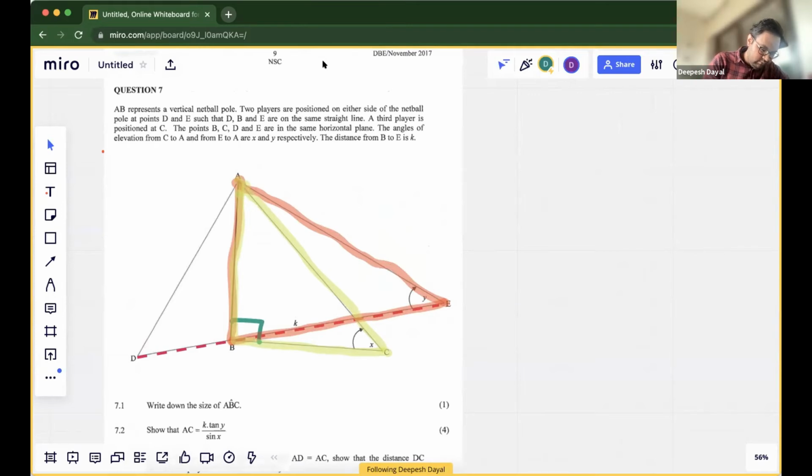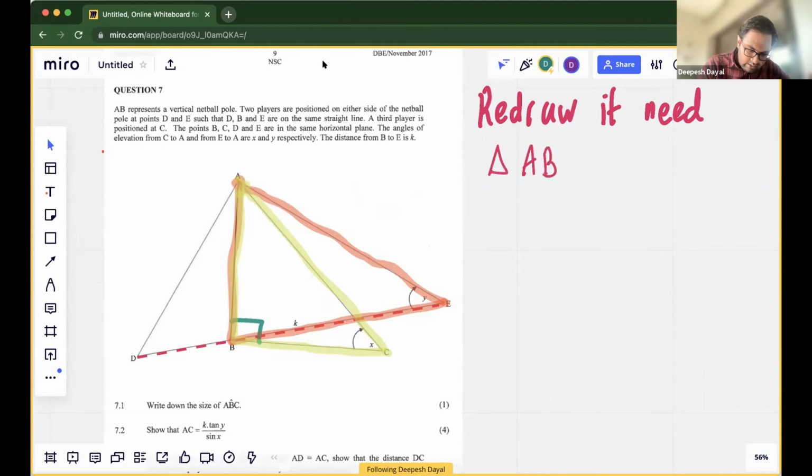So what I did is I redrew the image in order to visualize it properly because I'm a kinetic learner, so I need to see what I do. So I said in triangle ABE. Just hold on. So you said triangle ABE, right? So I'm going to talk about triangle ABE, right? So let's draw that out. Let's just draw that out quickly.